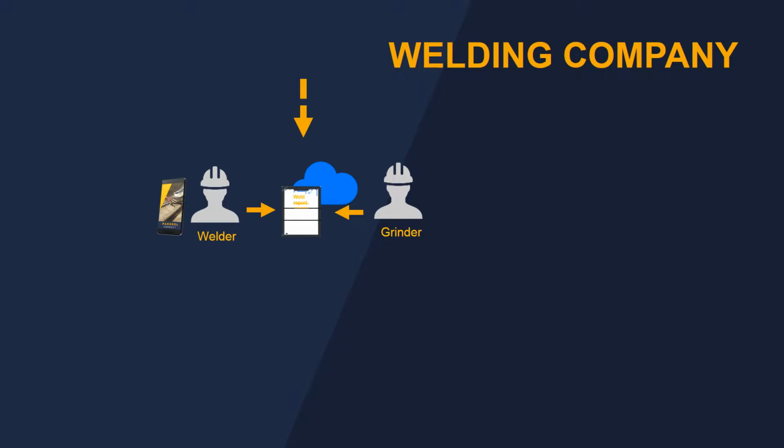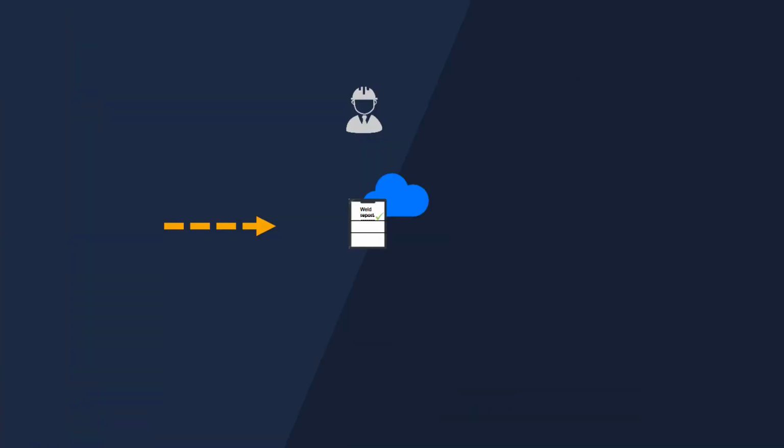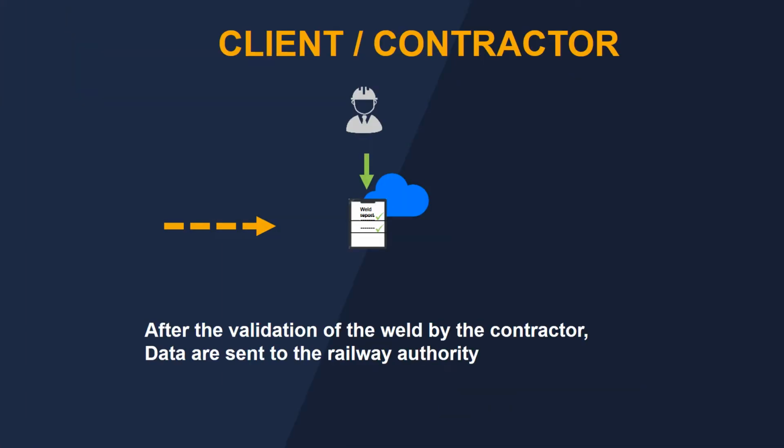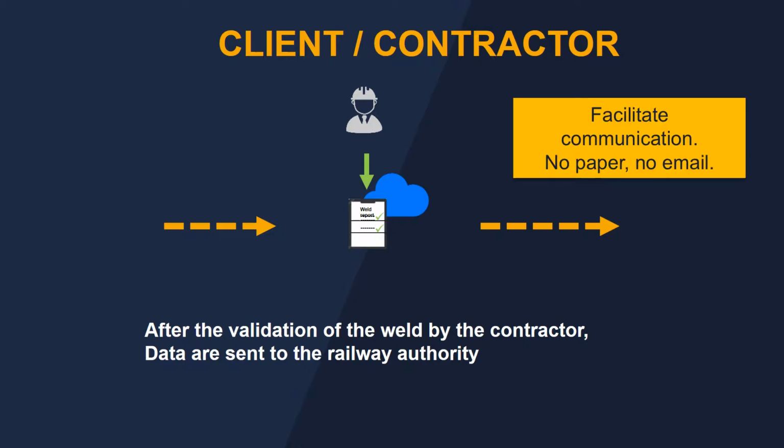Another welder can update the weld, or a supervisor can review it and accept it. And when he does, the data are automatically sent to the next party, a client for example. Indeed, PANDROL Connect has been designed not only to avoid paper but also to facilitate communication. You won't need to send tons of emails with scanned PDFs.